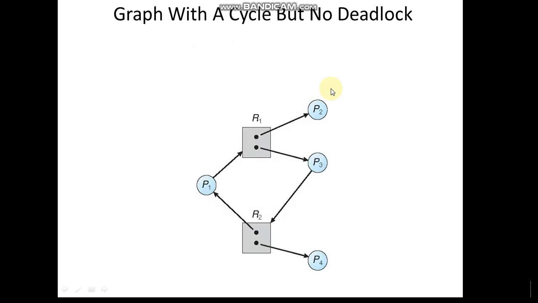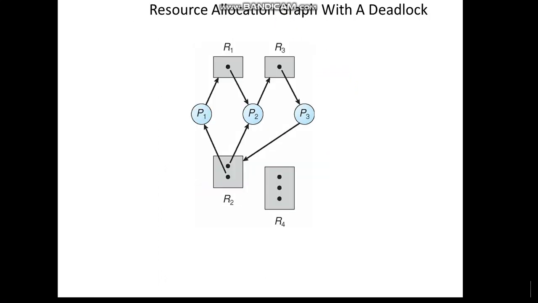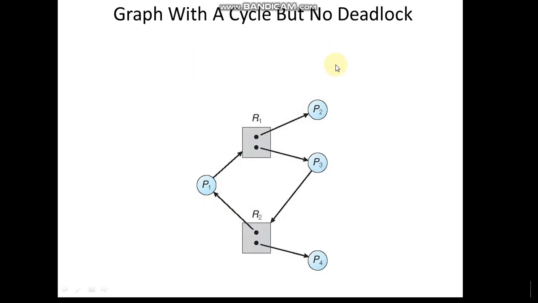So whenever there is a graph with a cycle, there can be a deadlock, but it is not always true. You can just observe this. This graph has a cycle, but there is no deadlock, isn't it? You can observe there are multiple instances. P1 is holding R2 and requesting R1, and R1 is assigned to P2. That's why here it is not a deadlock.